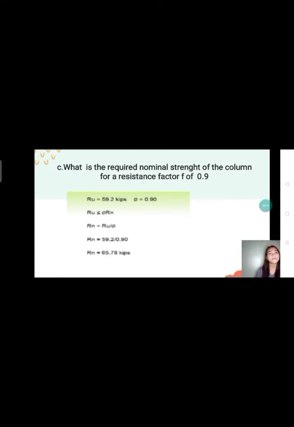Next, what is the required nominal strength of the column for a resistance factor of 0.9? The factored load is equal to 59.2 kips and the resistance factor is equal to 0.9. So we only need to substitute its value, 59.2 all over 0.9. It will result in the required nominal strength equal to 65.78 kips.